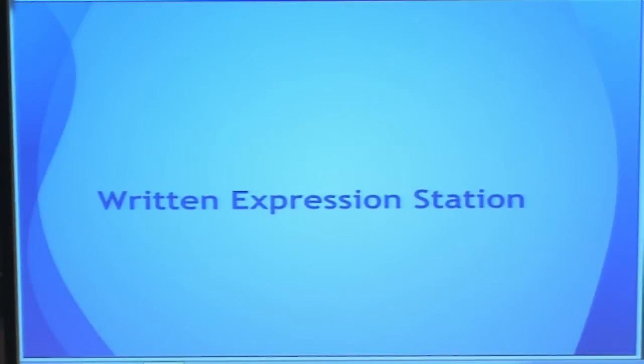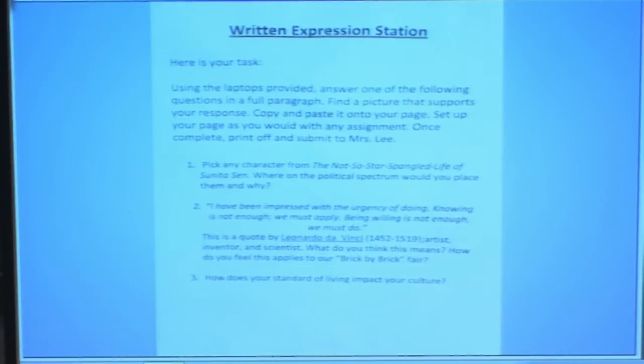So starting with the first station, the written expression station, this station is really for my students who love to write and who take a lot from the writing experience. So I provide my students with a prompt at their station. For example, the first prompt that I allow them to choose from is: pick any character from the Not-So-Star-Spangled Life of Sunita Sen. Where on the political spectrum would you place them and why?